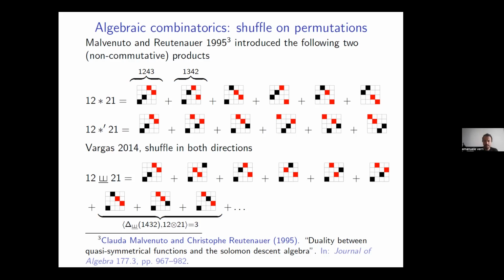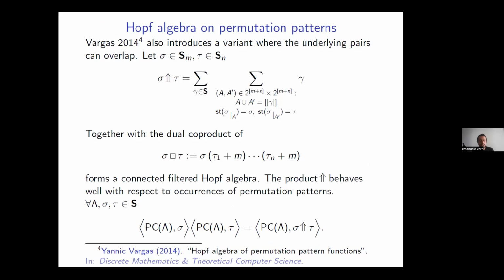So, back to Yannick. In his papers, he introduces this commutative shuffle product on permutations, but he also introduces a variant where the underlying pairs can overlap. If we take 2 permutations, one of size m and the other of size n, we sum over all permutations such that the underlying subsets of the ground set need to cover the size of the permutations. And also when we standardize the induced permutations, they need to be equal to sigma and tau respectively.